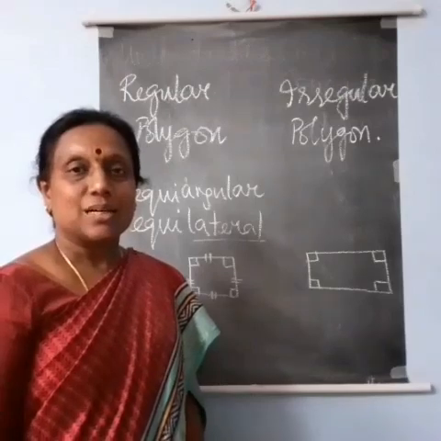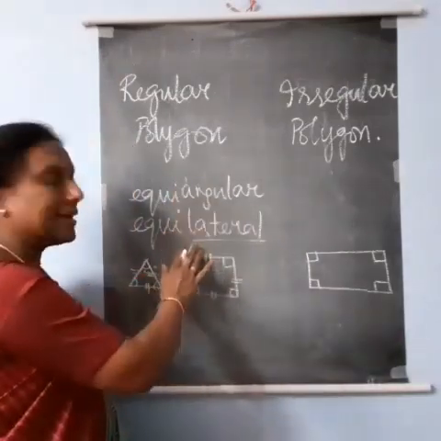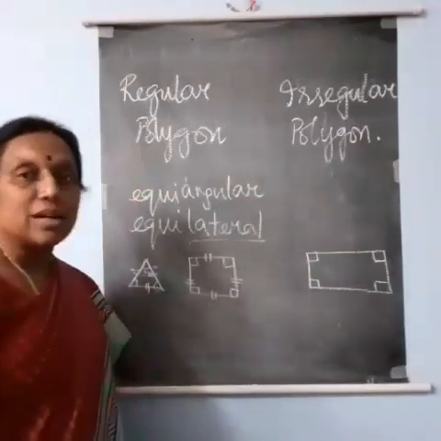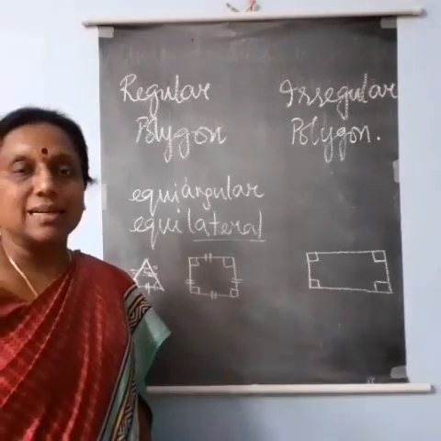Have you understood? So regular polygons are equiangular and equilateral, and irregular polygons are polygons which do not satisfy either of these two conditions.